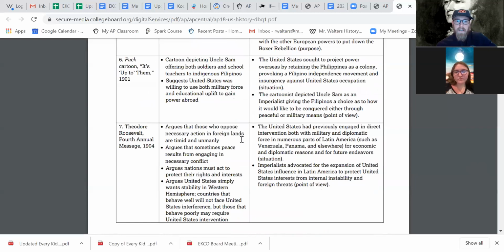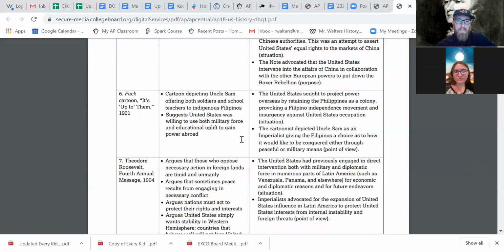Let me do the cartoon one where you've got the school teacher and the military guy. They said it's a cartoon depicting that the United States is offering soldiers and school teachers to the Philippines, suggesting the United States was willing to use both military force and education to help gain power. And so their two examples of good analysis were the United States sought to project power overseas by retaining the Philippines as a colony, provoking a Filipino independence movement and insurgency against the U.S.